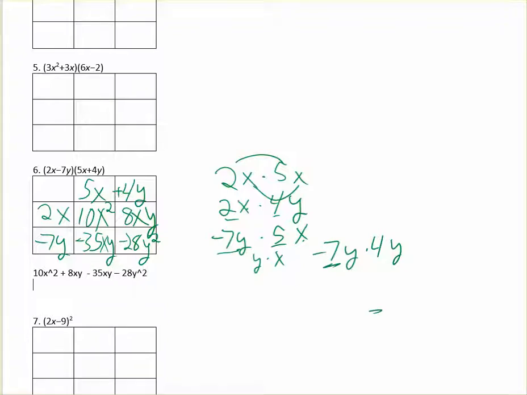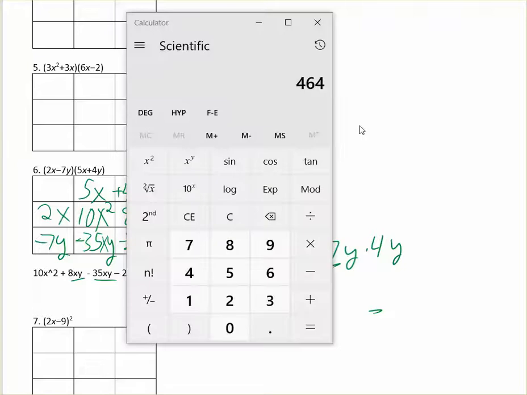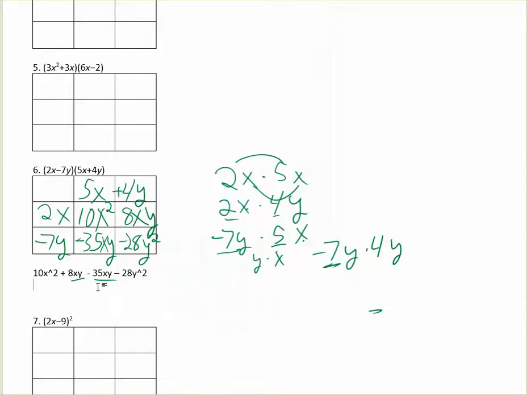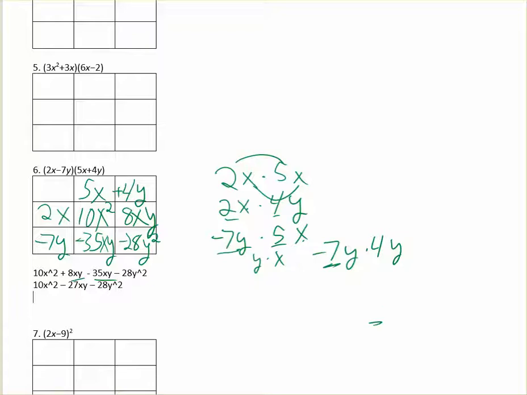Are there any like terms? There are. There often are. Not always. There are my like terms. So I have to combine 8 minus 35. So it's a positive 8, and then I'm subtracting 35. So it'll be negative 27 for that part. So 10x squared minus 27xy, and then minus 28y squared. There's nothing else you can do after that.